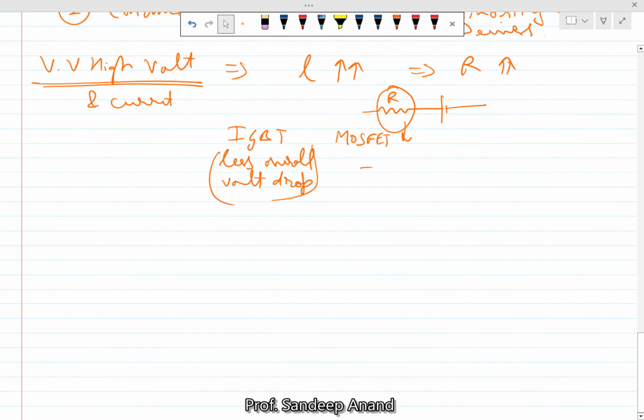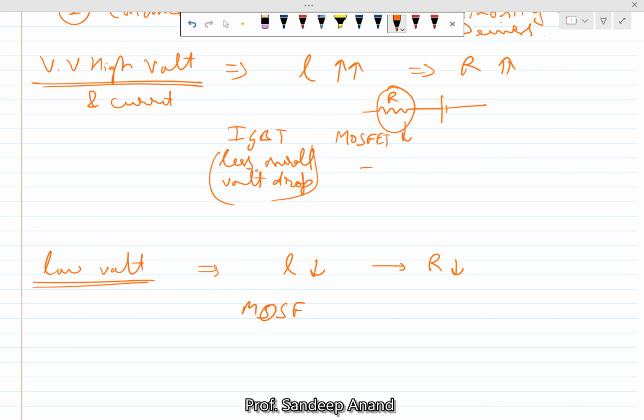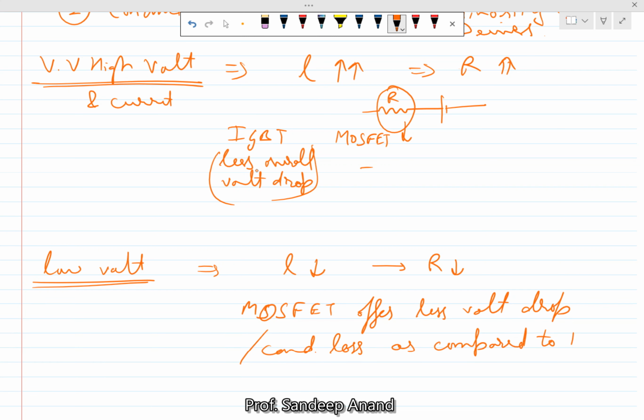On the other hand, if we talk about low voltage applications, the value of L will anyways be small, and the value of R will also be relatively small. Now if you add 0.6, 0.7 volt, that could contribute to a substantial increase in the voltage drop. And therefore generally for low voltage applications, a MOSFET would offer less voltage drop or conduction loss, so to say, as compared to IGBTs.